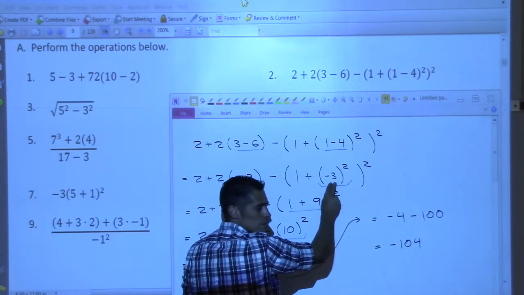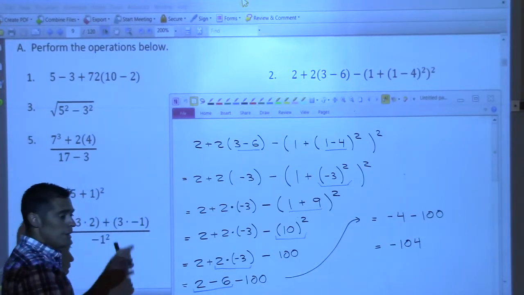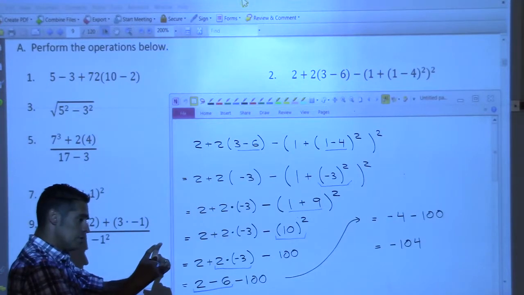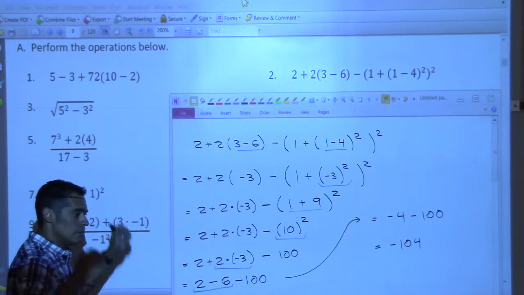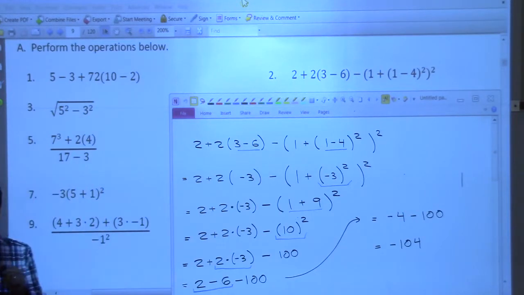So you just always have to take care of the inside parentheses first. If you have a parentheses with a parentheses inside, you do the parentheses inside first, and then you can work your way out. Are there any other questions or clarifications that need to be made? You all right?